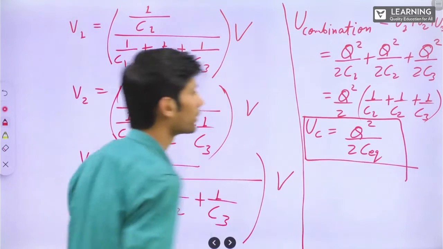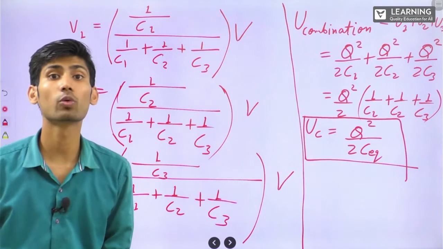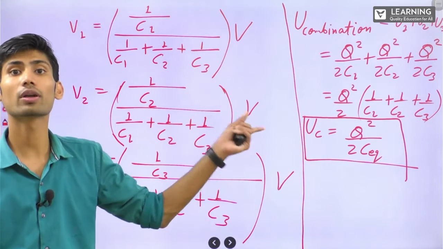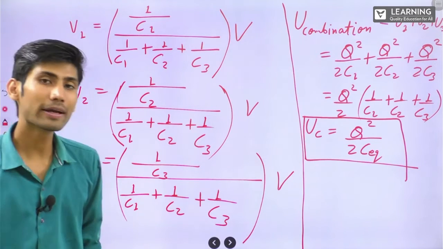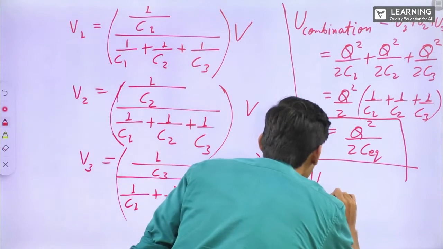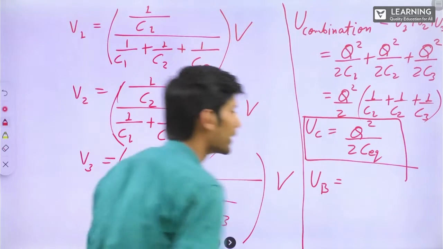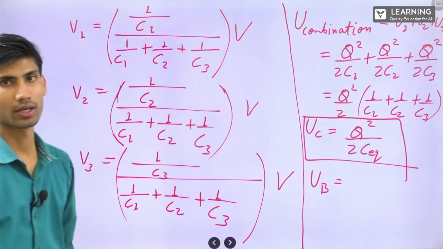This is U of the combination, Q square by 2C equivalent. That is the energy stored in all the capacitors. Now, what is the energy supplied by the battery? UB, let's say. Energy supplied by the battery.